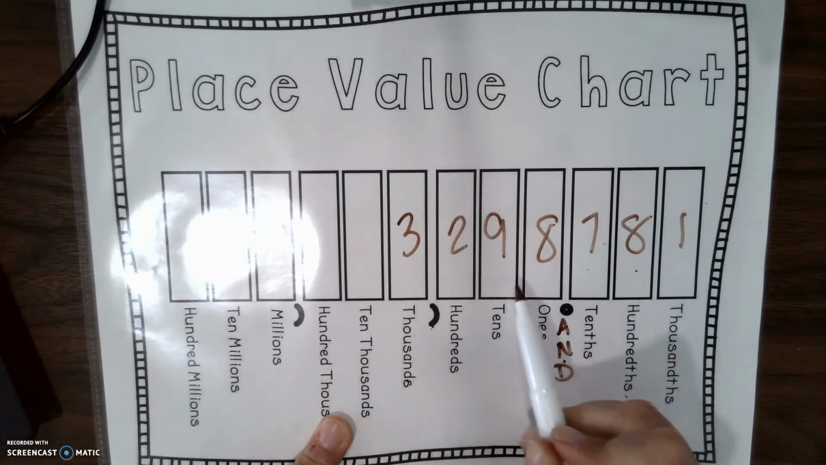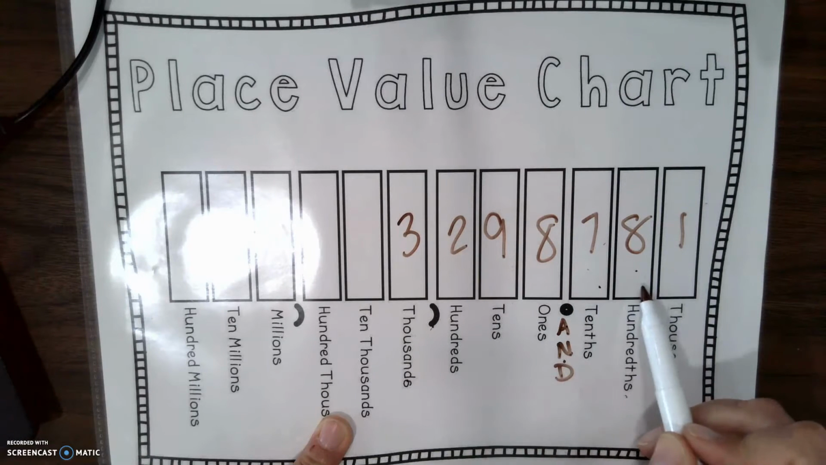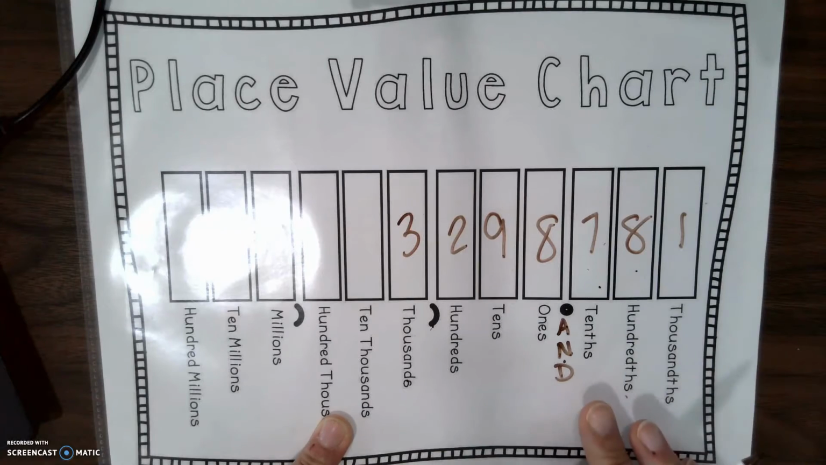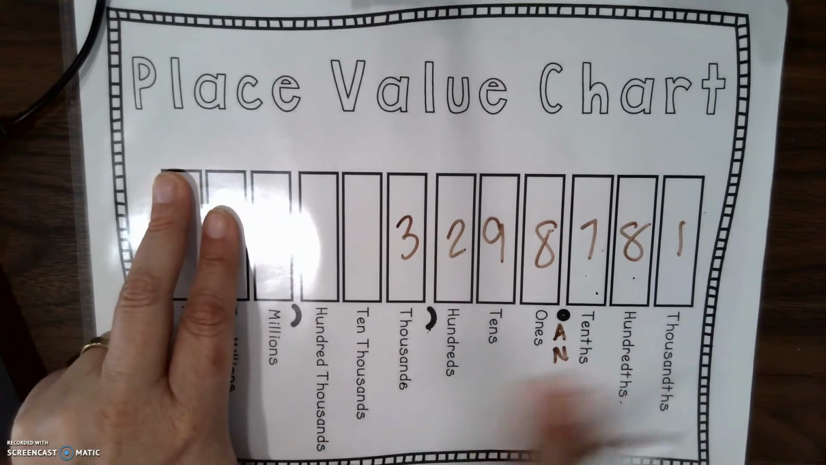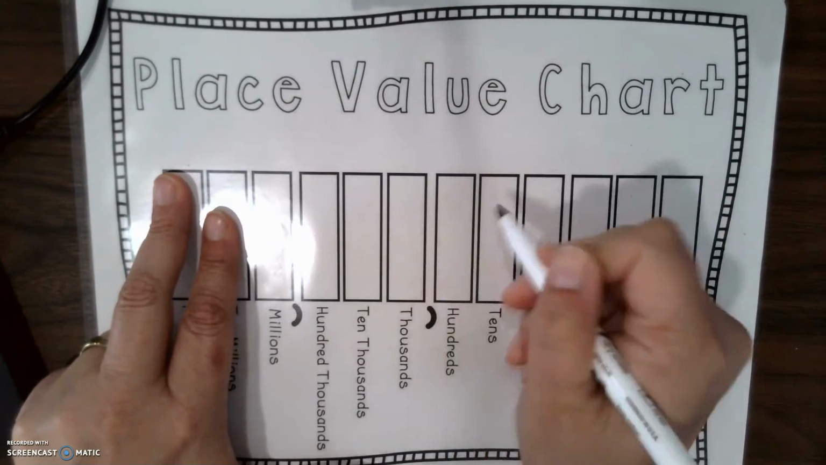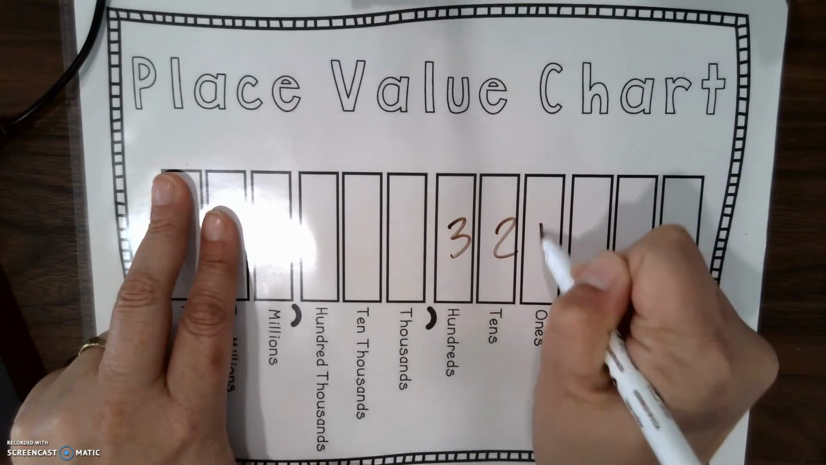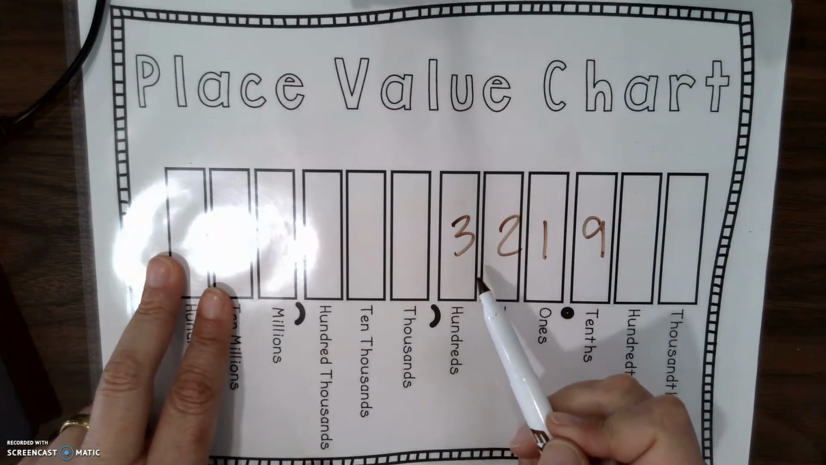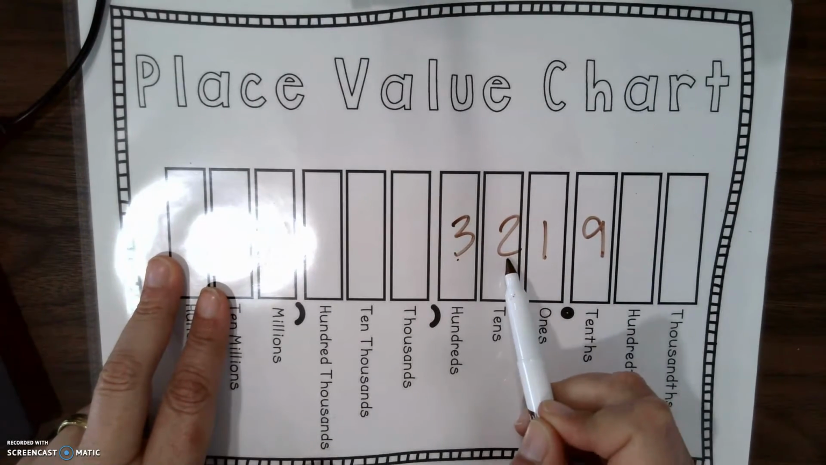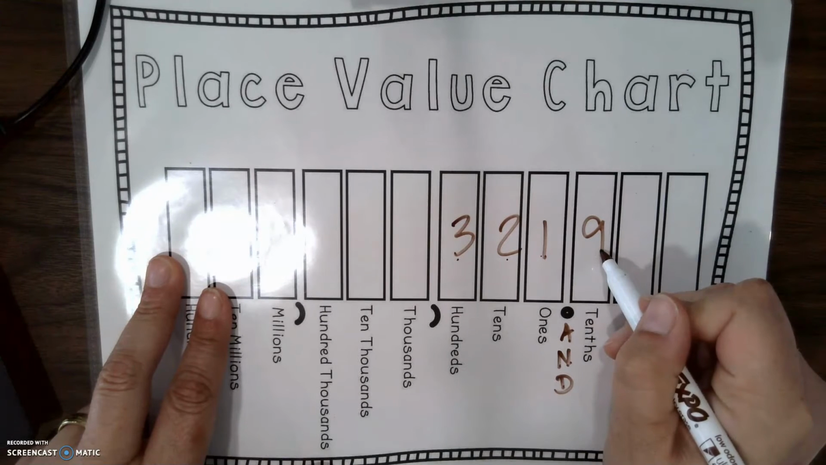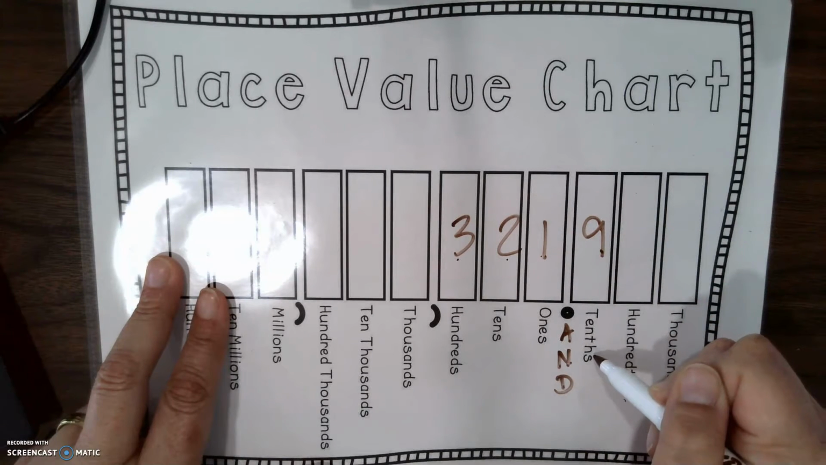So 3,298 and 781 thousandths. Okay? Thousandths. All right. Now, let's try another one. Let's try just making things up. Now, let's read this one. 321 and 9. Oh, that's our last blank. So we say tenths.